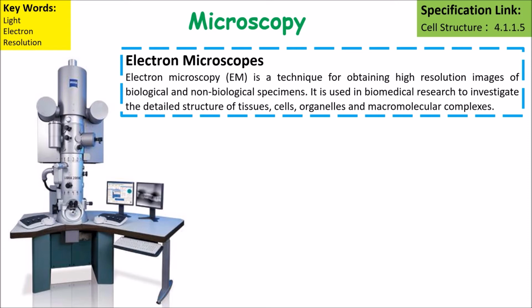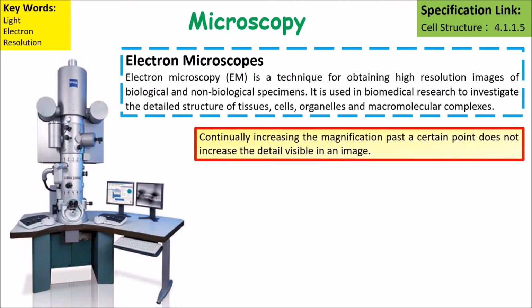Electron microscopy is a technique for obtaining high resolution images of biological and non-biological specimens. It's used in biomedical research because it gives detailed pictures of what's actually in the cells, because it has a much higher resolution or magnification than a light microscope. If we continue to increase the magnification past a certain point in a light microscope, the details don't become visible, or you can't see them.